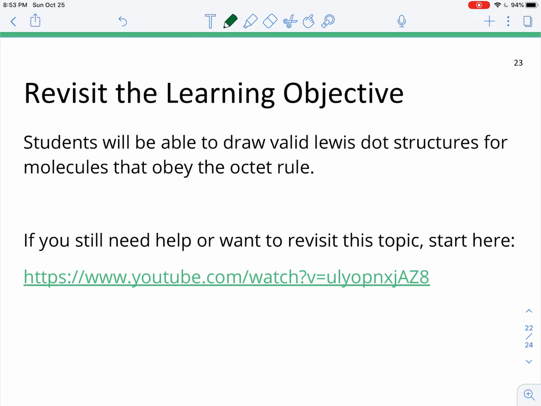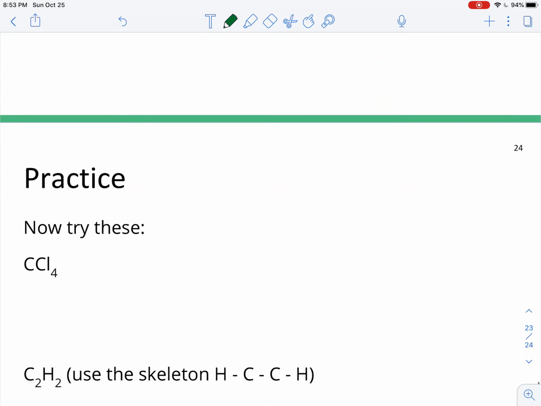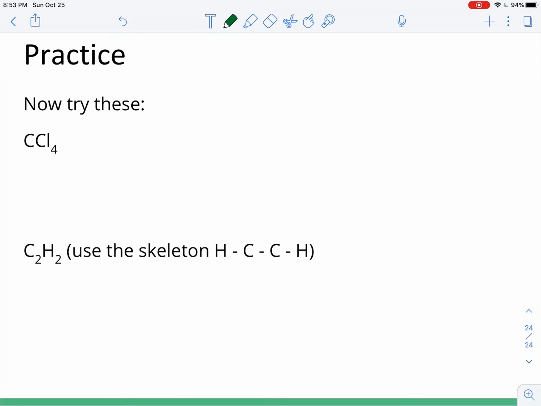All right, so if you still need help on drawing Lewis dot structures, go ahead and maybe watch this linked video, but we can do a few more practice problems. Okay, so the first one here, CCl4. So carbon tetrachloride.